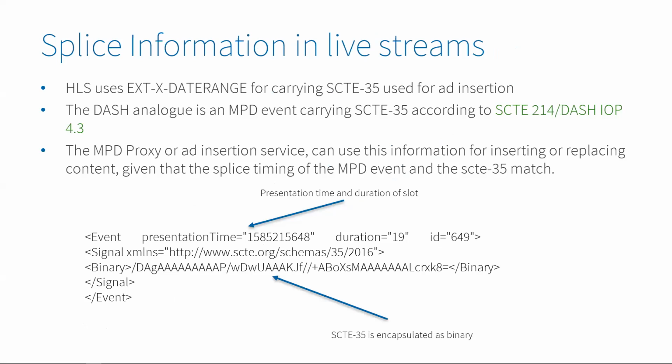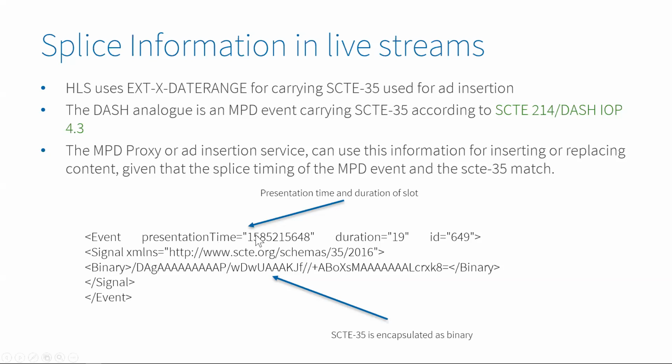Then there's another important topic, which is about content insertion and splicing. If you want to support this feature in your workflow, in HLS you can use the date range tag with SCTE-35. The DASH analog for that is the MPD event, which carries SCTE-35. It's defined in SCTE 214, which is basically the SCTE standard for DASH, and also it's adopted in the DASH-IOP. I'll show an example of that.